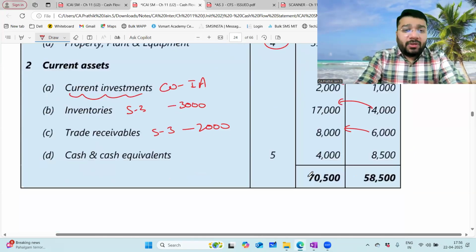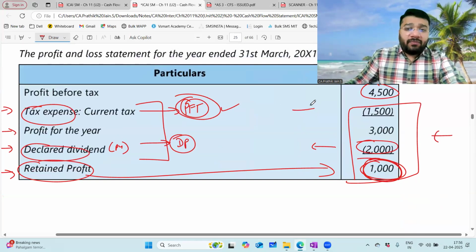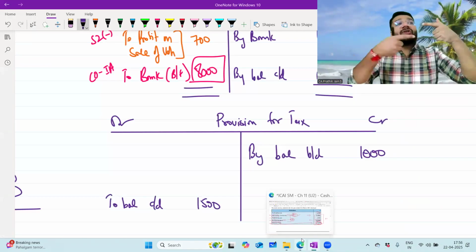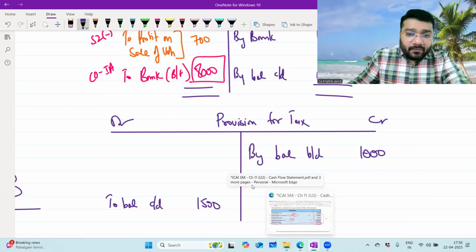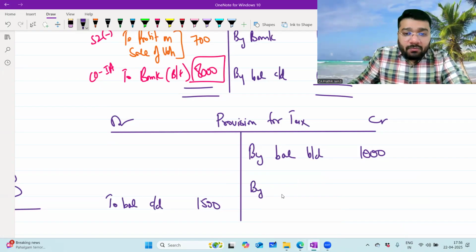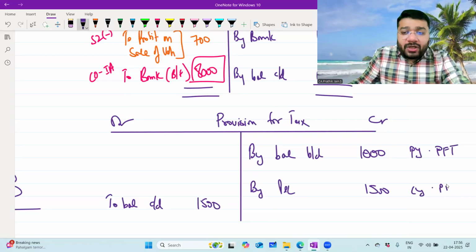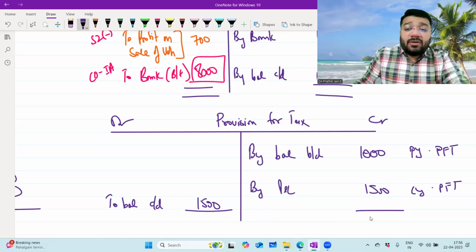If you come back to the table below, current year provision for tax is how much? 1,500. What is the entry for that? Provision for tax by P&L. So by P&L, how much? 1,500. So this is previous year provision for tax, and this is current year provision for tax. Like that, how much money in total have you promised to pay to the income tax department?